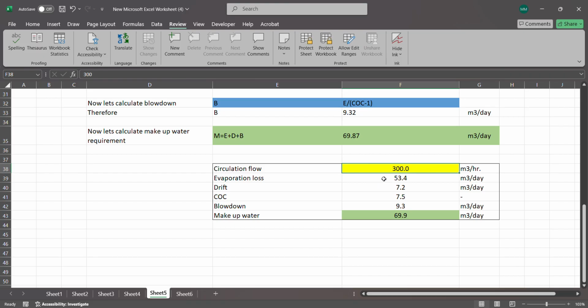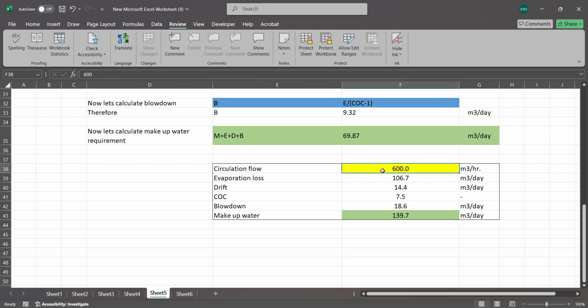For this case, we have calculated for a 300 meter cube per hour cooling tower. Suppose I enter 600 here, if I have two cooling towers, and I do the calculations using this Excel calculator, we get 139.7. Means in your facility, if a number of cooling towers are working and you know the hardness and these basic things, you just have to do these basic Excel calculations and you get the answer.